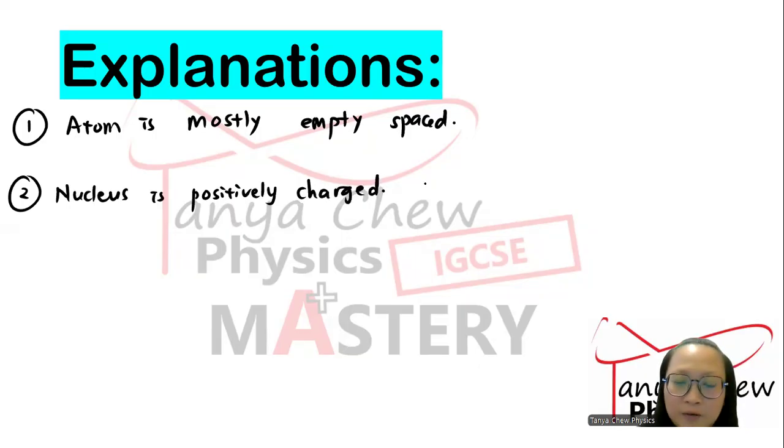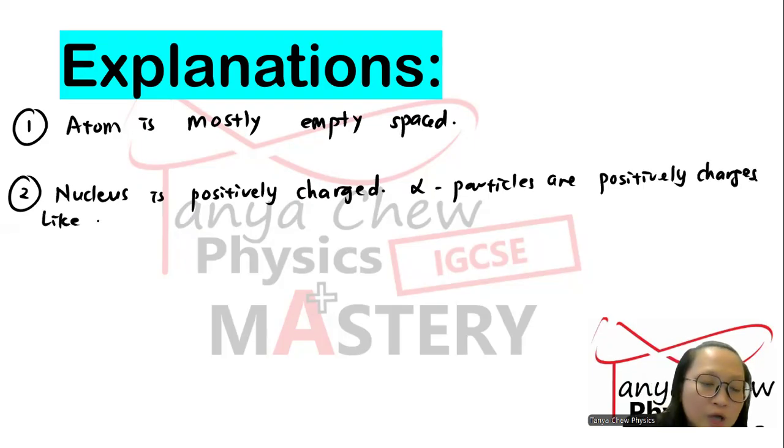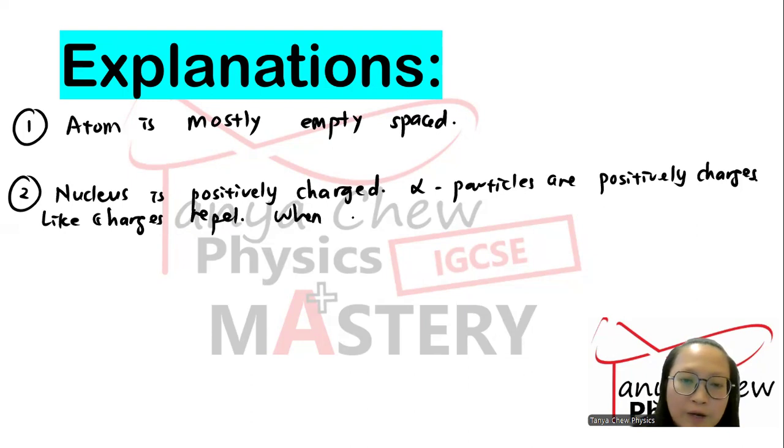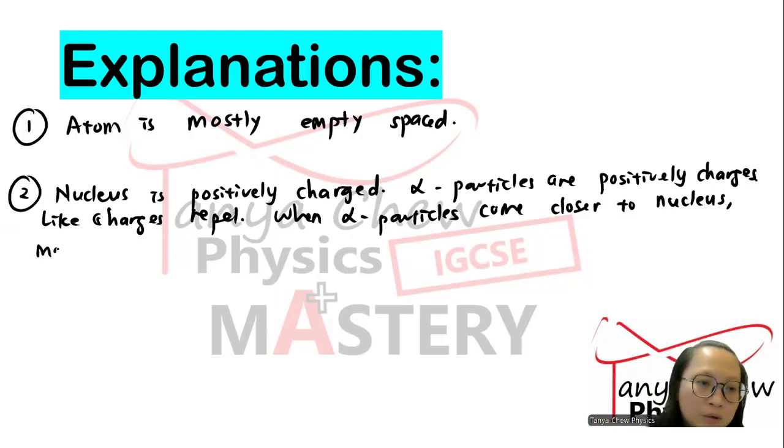Alpha particles are positively charged. Like charges repel. So when alpha particles come closer to the nucleus, more deflection occurs.